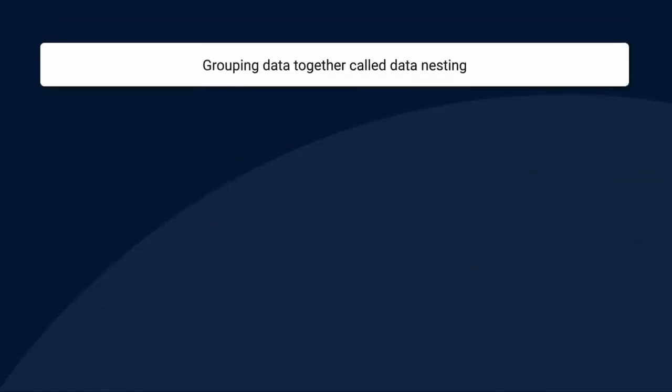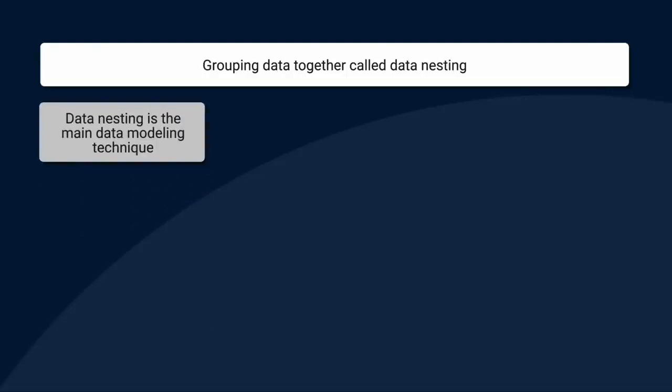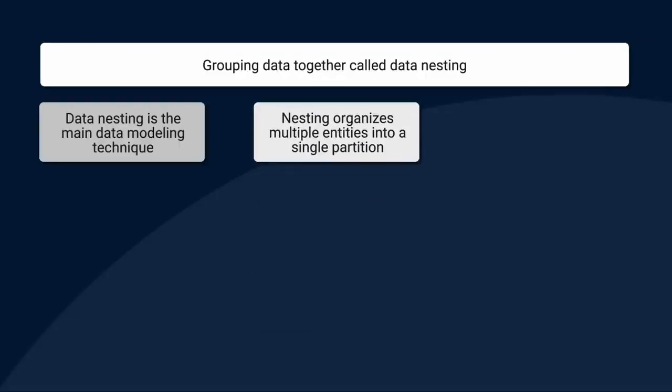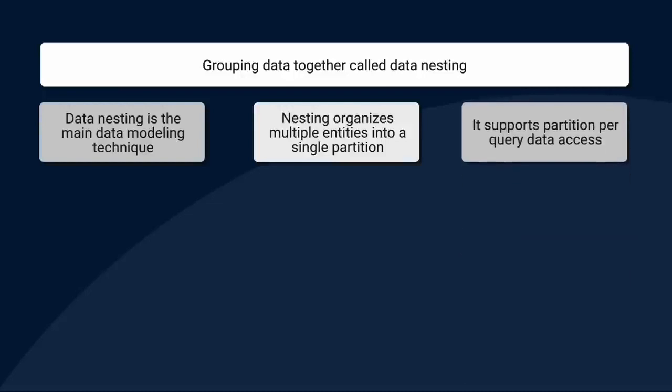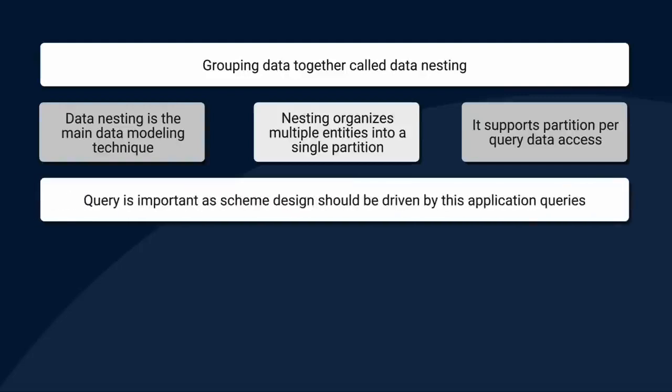The working rule with Apache Cassandra is to group as much data as possible on disk. This grouping of data is referred to as nesting of data and is the main data modeling technique for a Cassandra data model. Nesting helps in organizing multiple data entities into a single partition, and it also helps support partition per query during data access. In Cassandra, queries are the king and the queen. Schemas are often driven through these application queries.